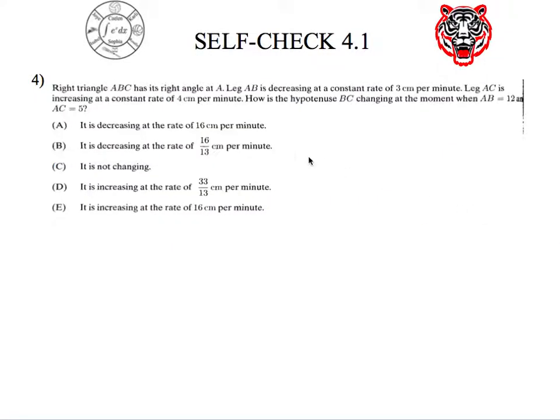And last but not least, number 4. We have a right triangle problem. So ABC has its right angle at A. So let's go ahead and make our triangle. Okay, its right angle is at A.